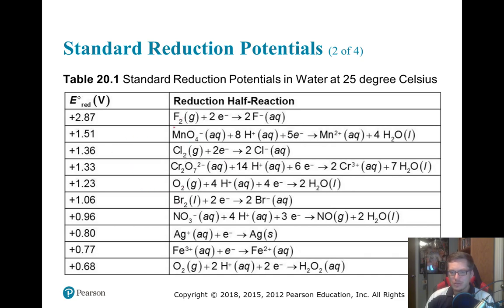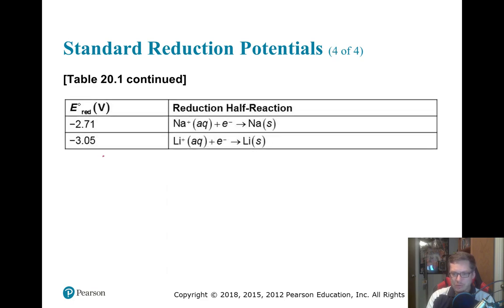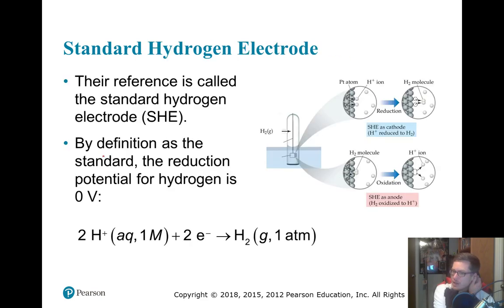They show all these half reactions: we've got fluorine and permanganate, chlorine, dichromate, and so on, and some more over here. Here's the hydrogen electrode. Notice that this is what we're comparing everything to, and it's defined as 0. Sodium and lithium have very, very low reduction potentials. The standard hydrogen electrode is the reference, which we've defined as 0, and you might see it abbreviated as SHE.